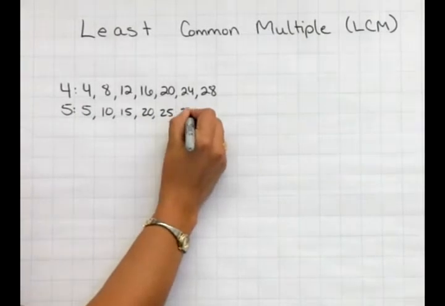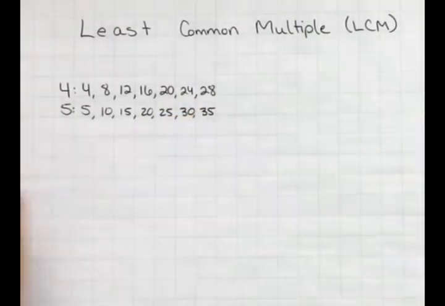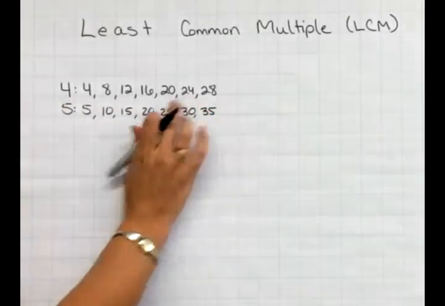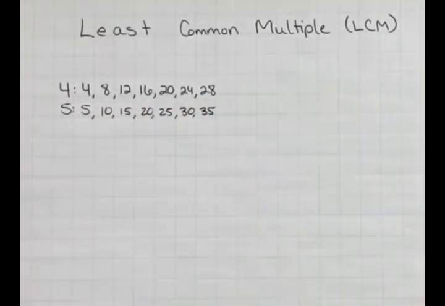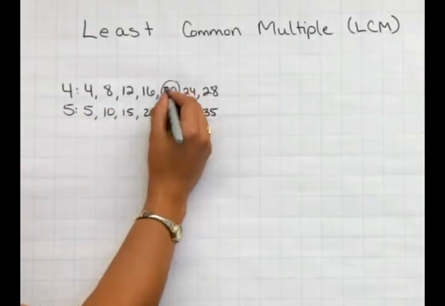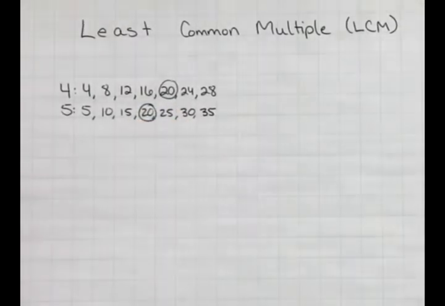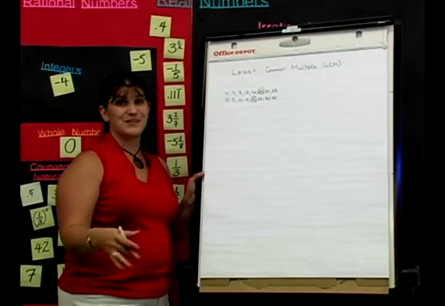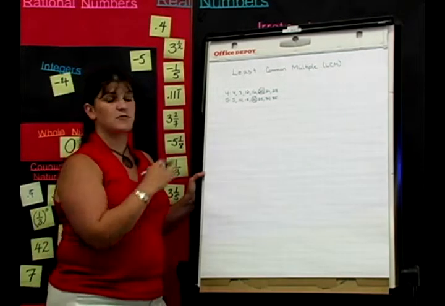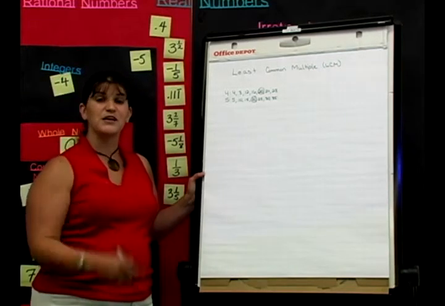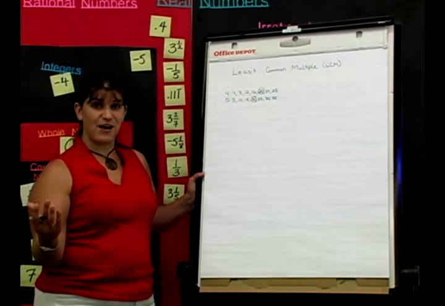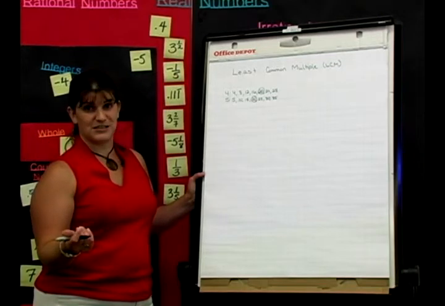Now, the next step is going to be to find the common multiples. Because we have multiples of 4, we have multiples of 5, we want to find multiples they have in common. So it looks like the first one we see is 20, which also happens to be the least common multiple. So the least common multiple for the numbers 4 and 5 is 20. You're going to use this when you go to add and subtract fractions, when you need to find common denominators.